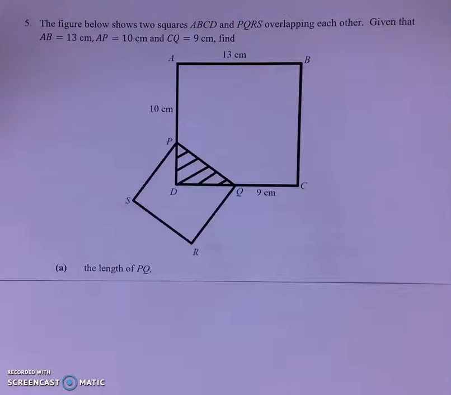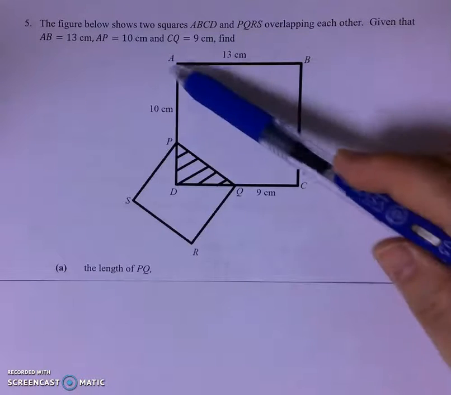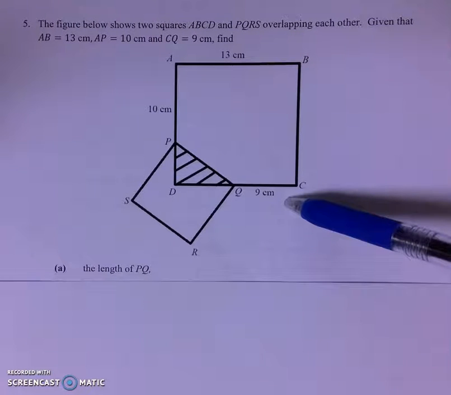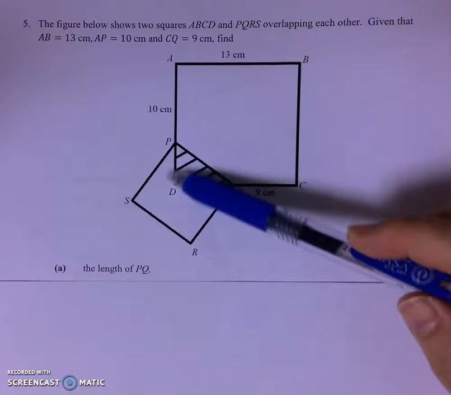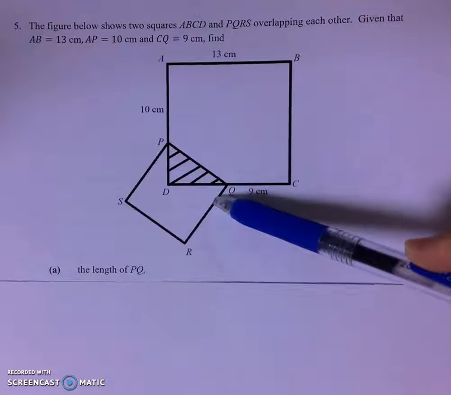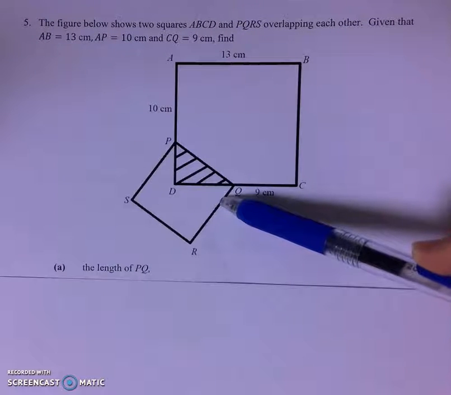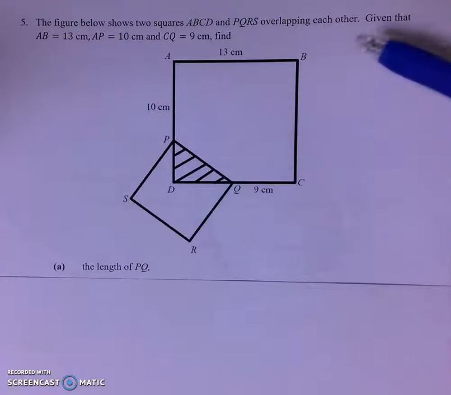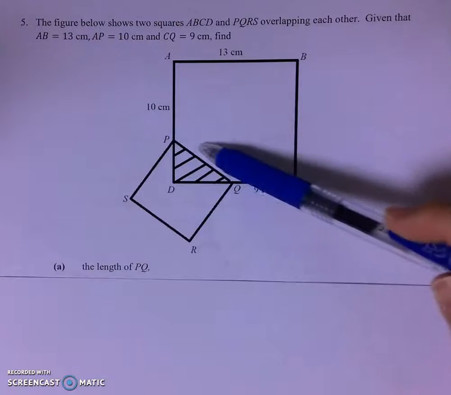For this part, we do have to recognize that AD and DC are both 13 cm as well, as they are sides of a square. Finding the length of PD and DQ would help us use Pythagoras theorem on triangle PDQ to find the length of PQ.